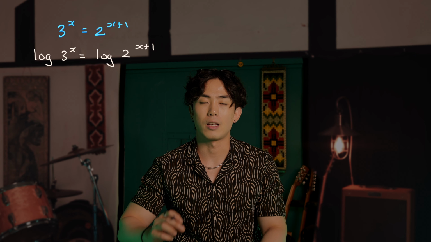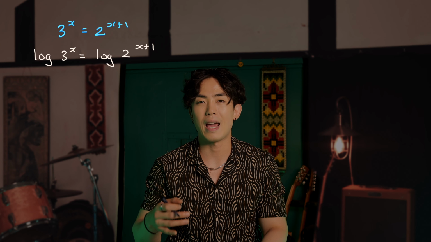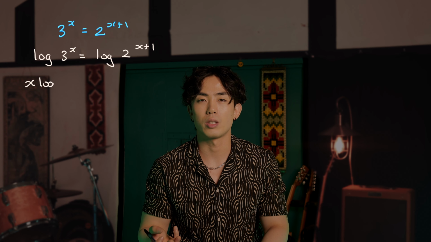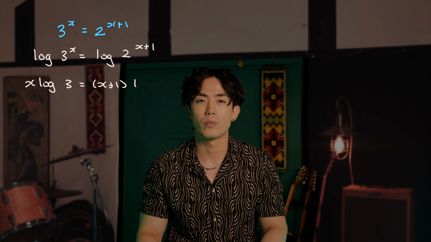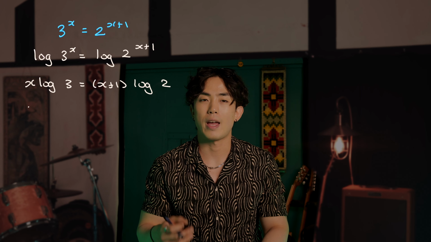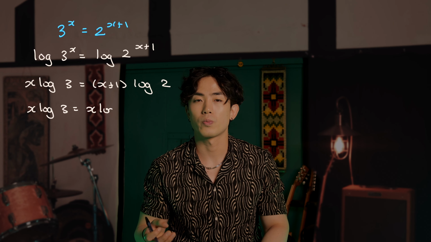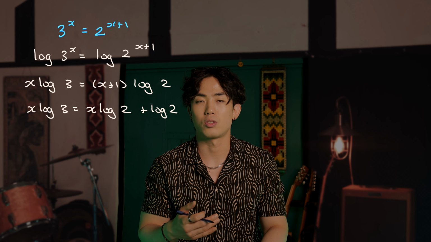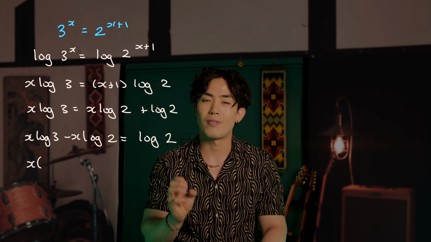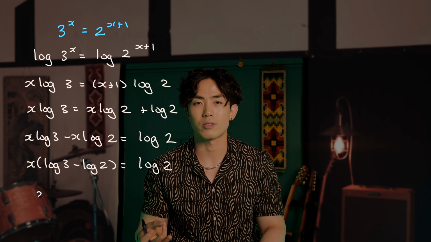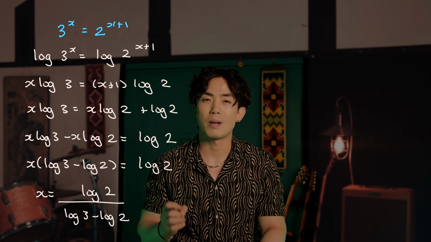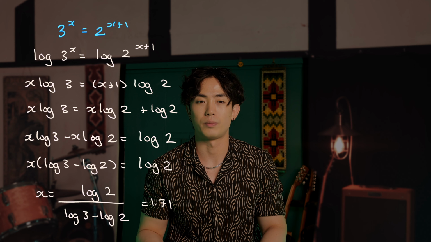Now what we can do is apply the log rules we've learned. So we've got x's which have been raised to a power. Using the power rule, we can bring them down to get x log 3 is equal to x plus 1 log 2. Now it's just a matter of manipulating it, moving to one side. Expanding the bracket, we'll have x log 3 is equal to x log 2 plus log 2. So I'm going to bring the x log 2 to this side. That gives me x log 3 minus x log 2 is log 2. I can factorize the left-hand side and divide to leave x, right? So that will give me x is log 2 over log 3 minus log 2. And if I plug that into a calculator, I'll get a value of 1.71.